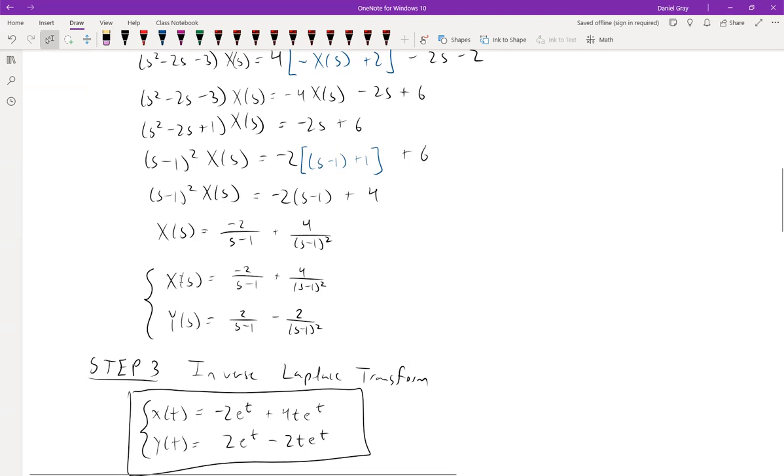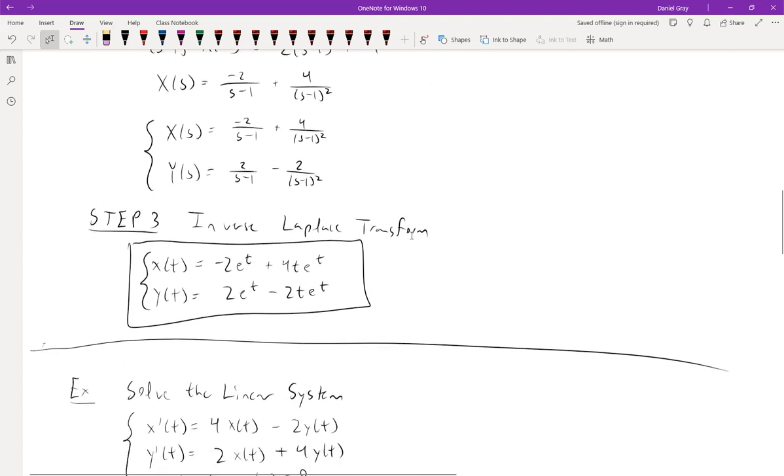So here I've collected my x of s and my y of s together over here, and that's the end of step 2. Okay. Now, step 3, I'll take the inverse Laplace transform of both of these, and I'll get that x of t equals negative 2 e to the t plus 4t e to the t. And so here I'm using my Laplace inverse table, where the Laplace inverse of a constant over s minus a constant, that Laplace inverse is c times e to the at.